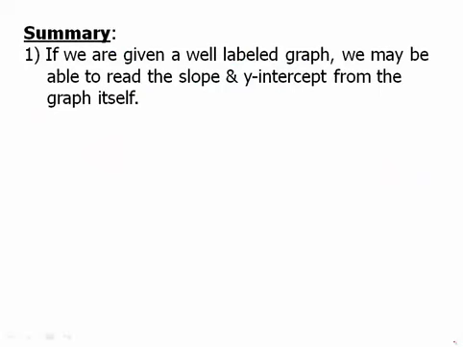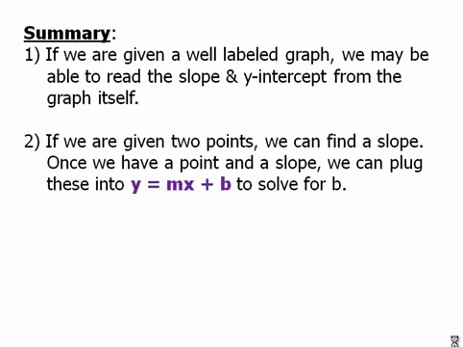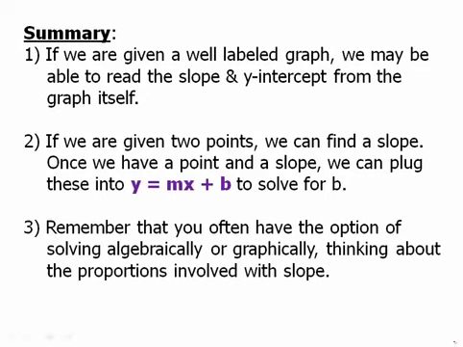If we're given a well-labeled graph, we may be able to read the slope and the y-intercept from the graph itself. That's a big idea. Once we're given 2 points, we can find a slope. Once we have a point and a slope, we can plug these into y equals mx plus b to solve for b. And remember, you often have the option of solving algebraically or graphically, thinking about the proportions involved with the slope. And again, if you can solve the problem both ways, with an algebraic solution and a graphic solution, you understand this topic extremely well.